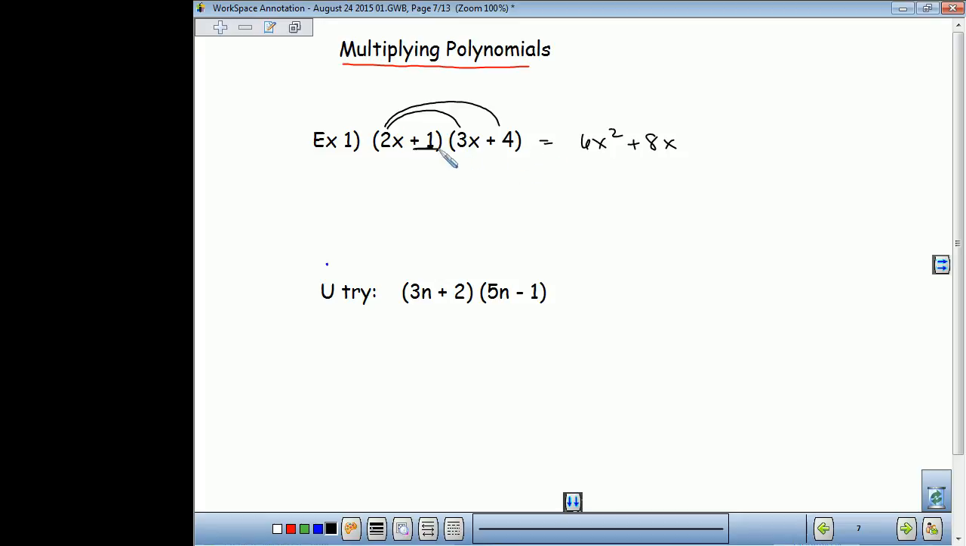So we took this term and distributed it completely through the second polynomial, which in this case was a binomial. Now we're going to take the second term, which is a positive 1, and we're going to distribute it through. So we get 1 times 3x is 3x, and 1 times 4 is 4. So when we combine our like terms here, we get 6x squared plus 11x plus 4.